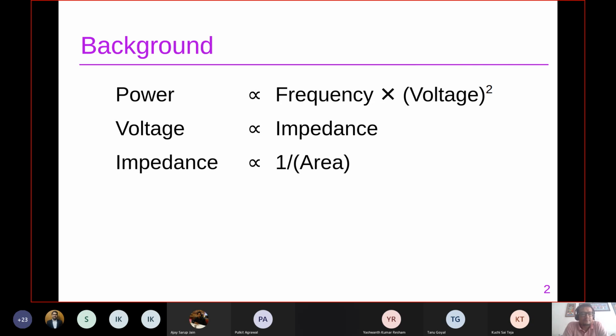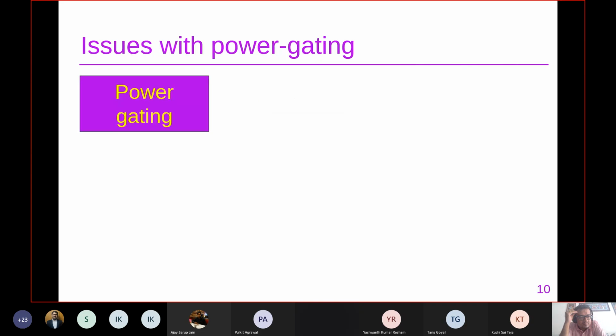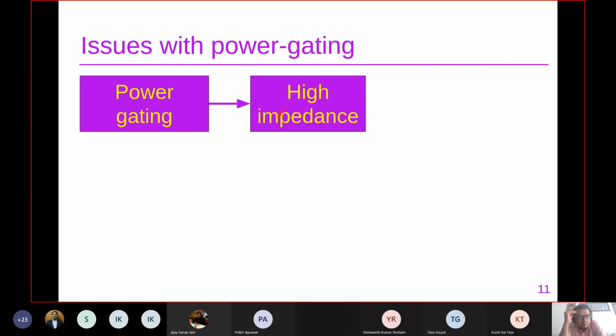And the resistance is inversely proportional to the area. Okay. So actually the problem here is when you power gate a system, because of the high impedance, you try and power gate the system in such a way that you make sure that the power gating circuit has low impedance. But the problem with low impedance systems is the area increases and our chip area is limited. So beyond a certain limit, we can't reduce the impedance.